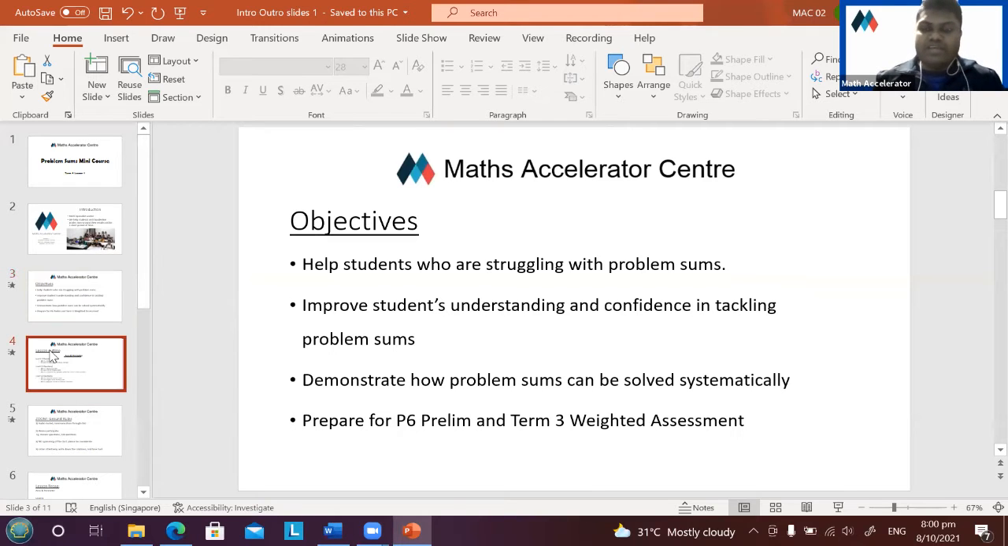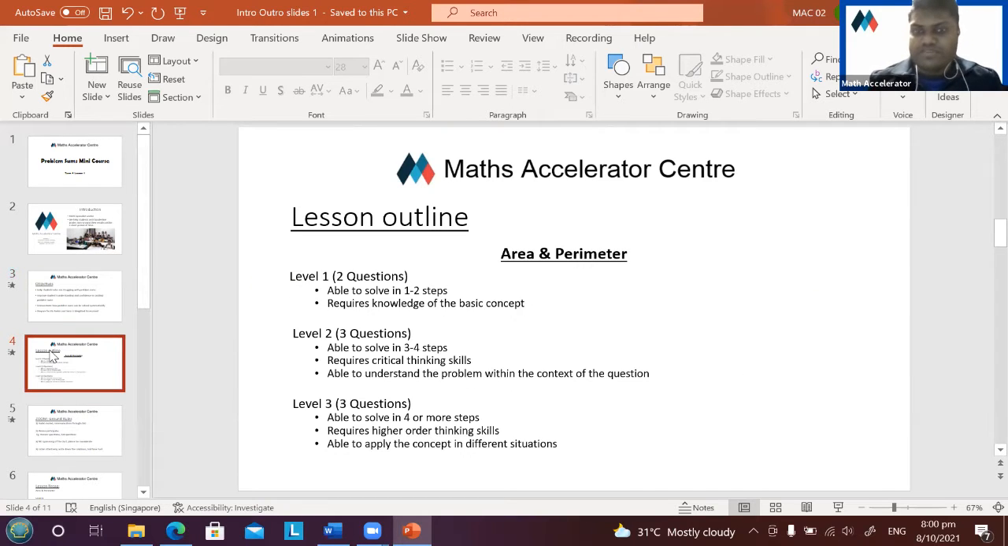So what is the lesson outline for today? Today we're doing area and perimeter. There'll be 3 levels to this course. Level 1 will be quite doable, maybe you can solve it in 2-3 steps. Level 2 requires a bit more critical thinking, and level 3 will be higher order thinking. So let's get right into it.